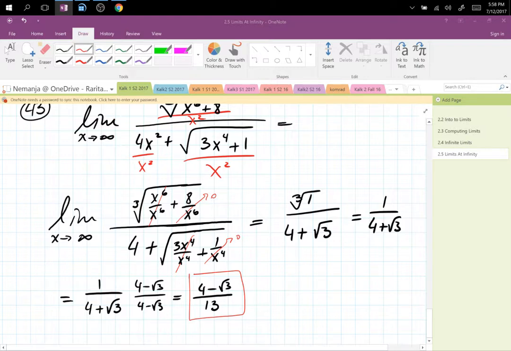Alright, how do the x is 6? It's a cube root, right? Yeah. So 2 times 3 is 6.